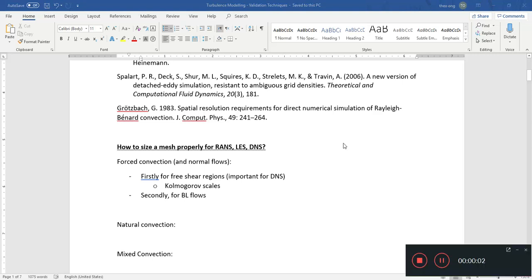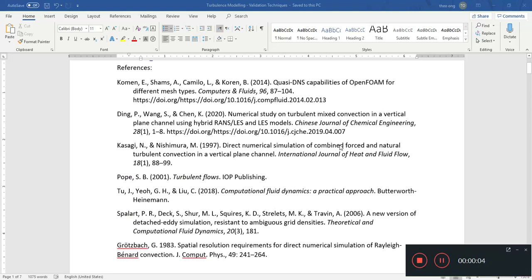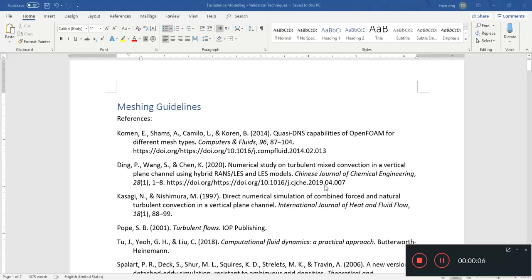Hello, welcome everyone to this video on turbulence modeling. In the last videos we talked about lots of wall functions and how they work in OpenFOAM. It's just one example of CFD software. Today I want to move on to something a little more practical.